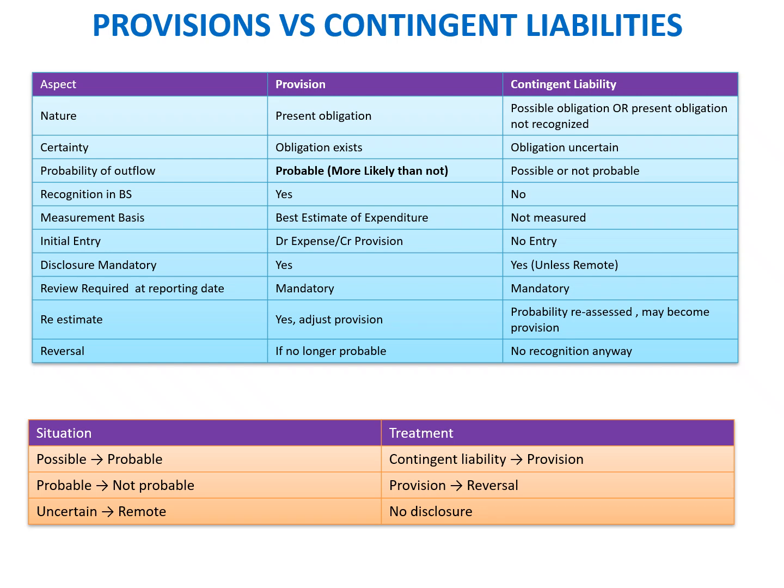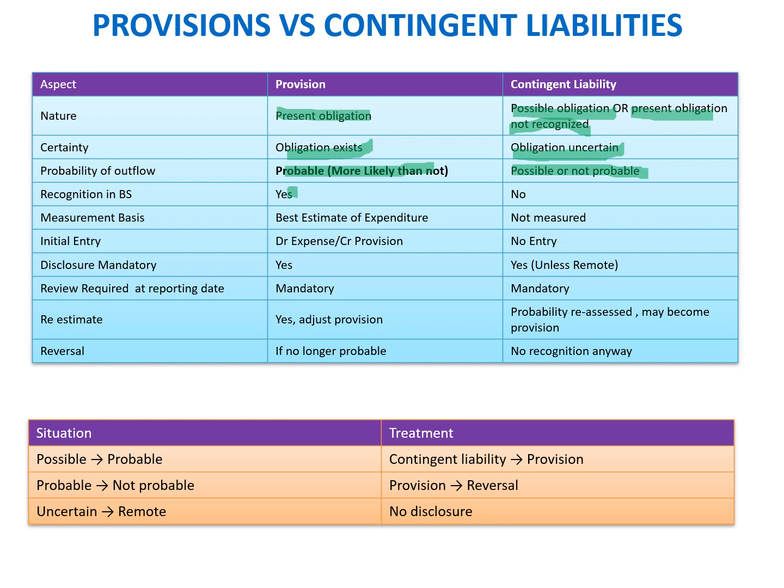So provision is a present obligation, contingent liability is a possible obligation, or a present obligation not recognized. Which means that a present obligation needs to be there for any provision that needs to be created. But if a present obligation is not there, or if a present obligation is there but the probability is very remote, then we need to create a contingent liability. For a provision, the obligation exists, but for a contingent liability, the obligation is uncertain. The probability of outflow for a provision is probable, more likely than not, and for a contingent liability it is possible or not probable.